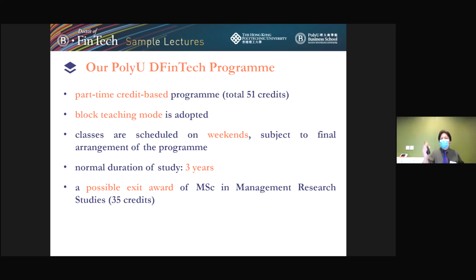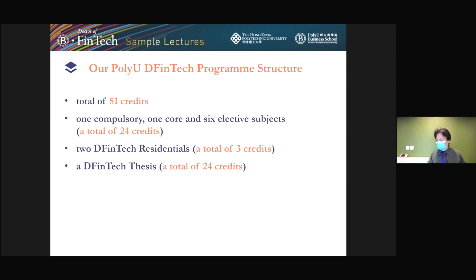And the last bullet point I don't want to emphasize, because if you finish all the subjects and for whatever reason you do not pursue your thesis, then we have an exit award after that. That's what I don't want to emphasize.